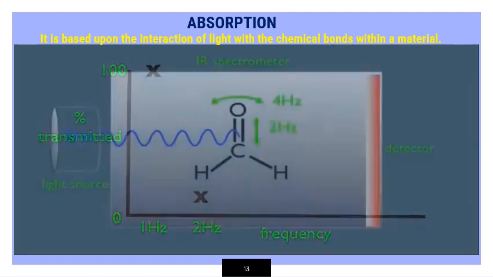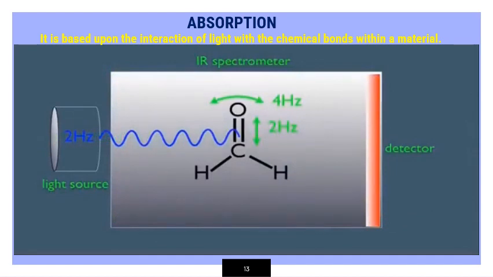Now let's go back to our machine here. Let's now take our light source and set it this time at 3 hertz. Think about what we just learned here. If this molecule stretches at 2 hertz and wags at 4 hertz, then when we shine the 3 hertz frequency light, it should go right through it. There simply is no match in this case. And the detector therefore would say 100% of the light transmitted through the molecule.